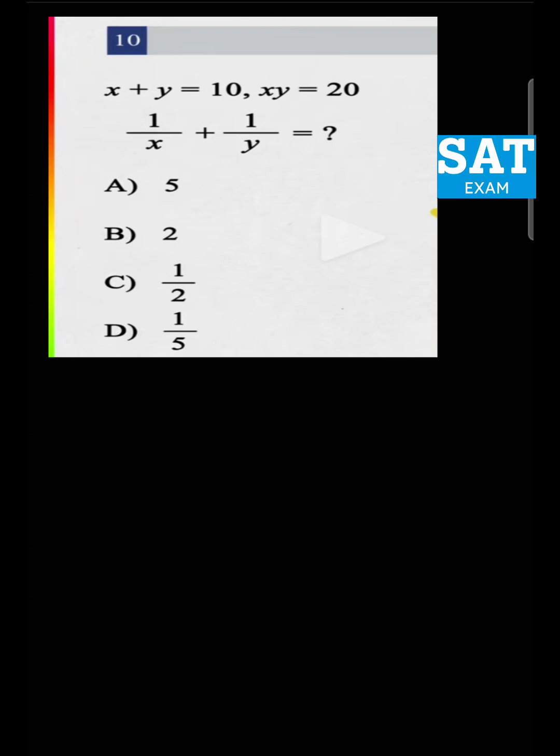x plus y is equal to 10, x multiplied by y is equal to 20. Then we are asked to find 1 over x plus 1 over y. So we are given 1 over x plus 1 over y. Now, to simplify this, we need to find the LCM. So in the denominator, we have x and y. So we just multiply them. So it's going to give us xy.